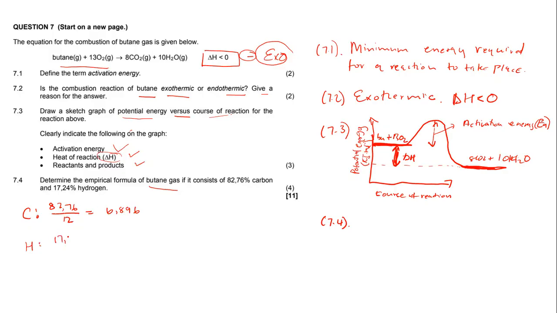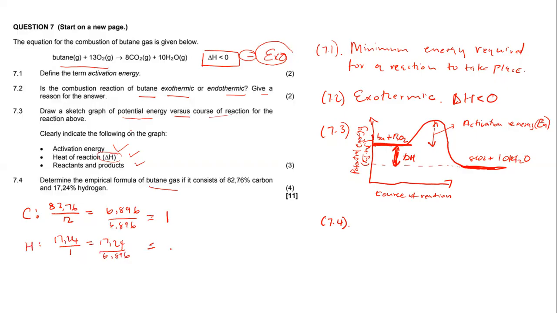And therefore, for hydrogen, what is the percentage for hydrogen? It is 17.24. We're going to divide this by 1. The atomic mass for hydrogen is 1. So that means it's going to be the very same thing, which is 17.24. And then we're going to divide by the smallest number between these two values. The smallest number is 6.896. And then we're going to divide with the very same number, 6.896. And therefore here, our quotient will yield 1 most definitely.